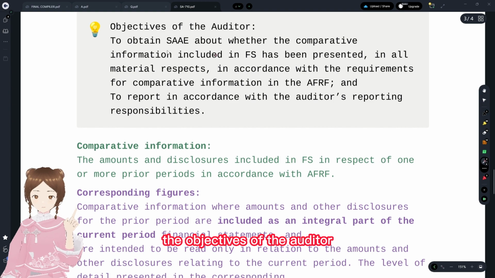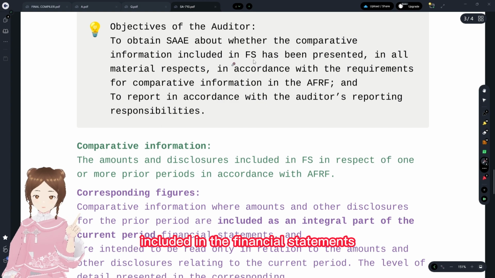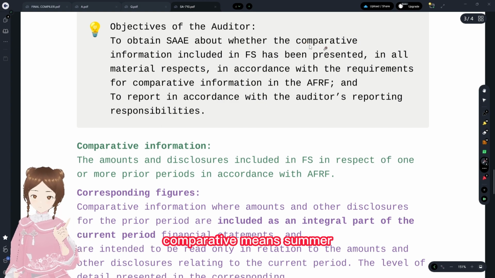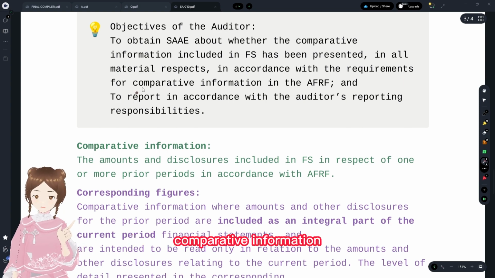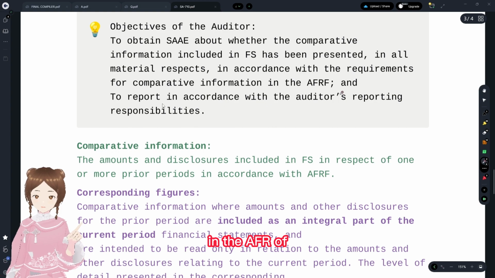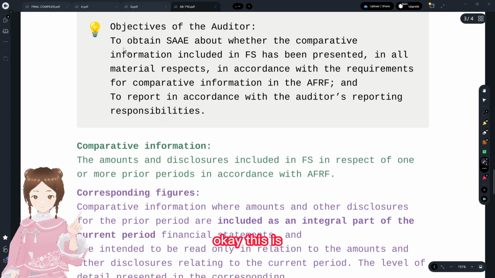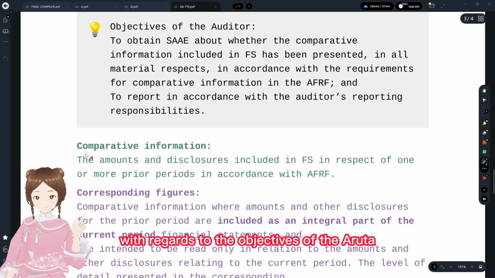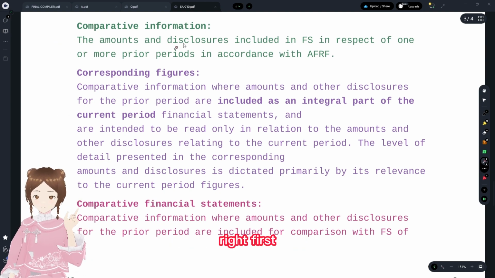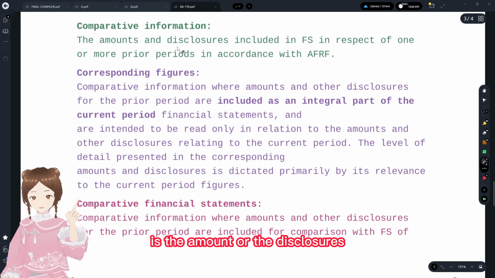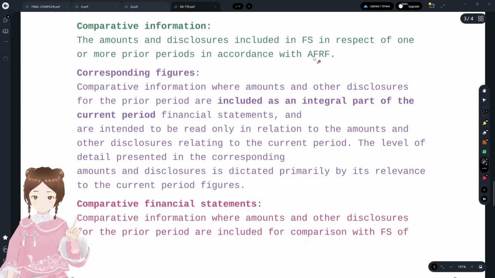The objective of the auditor is to obtain sufficient and appropriate audit evidence whether the comparative information included in the financial statements, comparative meaning summer, winter, has been presented in all material respects in accordance with the requirements of comparative information in the applicable financial reporting framework, and to report in accordance with the auditor's reporting responsibilities. Okay, this is with regards to the objectives of the auditor. These were the definitions. All the three things were there, right? First, comparative information is the amounts or the disclosures included in the financial statements in respect of one or more prior periods as per the AFRF.